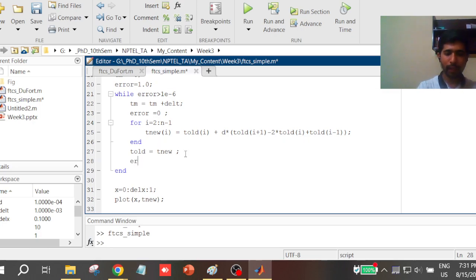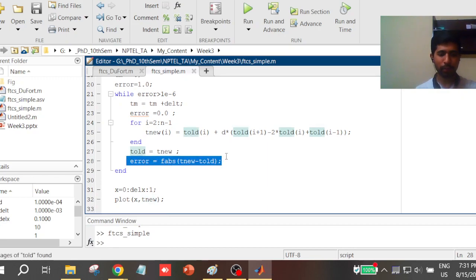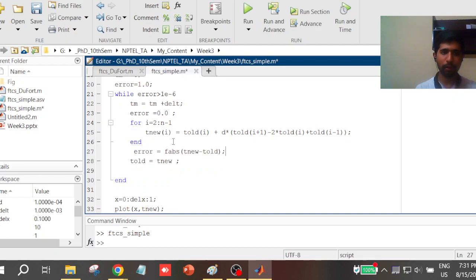Now I typically calculate error. What is error? Error is absolute of T new minus T old. Okay, so that is the error. It is actually divided by delta t, but let me ignore that. In actual case you have to divide by delta t, but even ignoring that, error is equal to 0.0. And T new and T old are anyway same here. It will come up to 0, but you have to do this before updating.